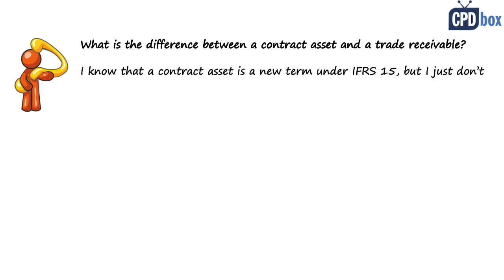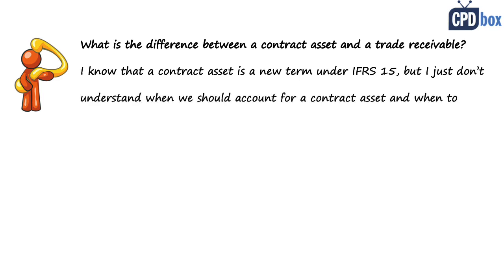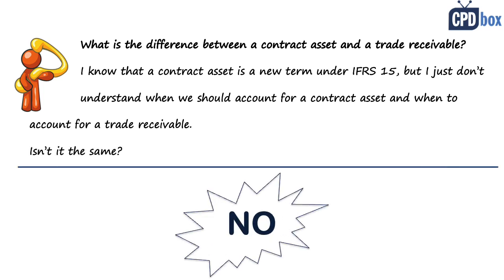I know that contract asset is a new term under IFRS 15, but I just don't understand when we should account for a contract asset and when to account for a trade receivable. Isn't it the same? The answer is no, it's not the same thing. And in this episode, I'll try to explain the definitions of both terms and try to explain in simple human language with common sense what the difference is, right? And then I will try to illustrate it with an example.